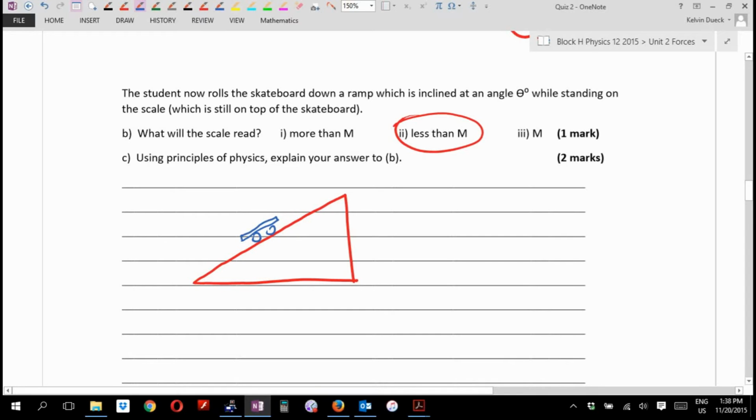And I would probably say something like, what are the forces acting on this skateboarder? Get the obvious one. I would probably then go and mention that this is mg perpendicular, mg parallel.